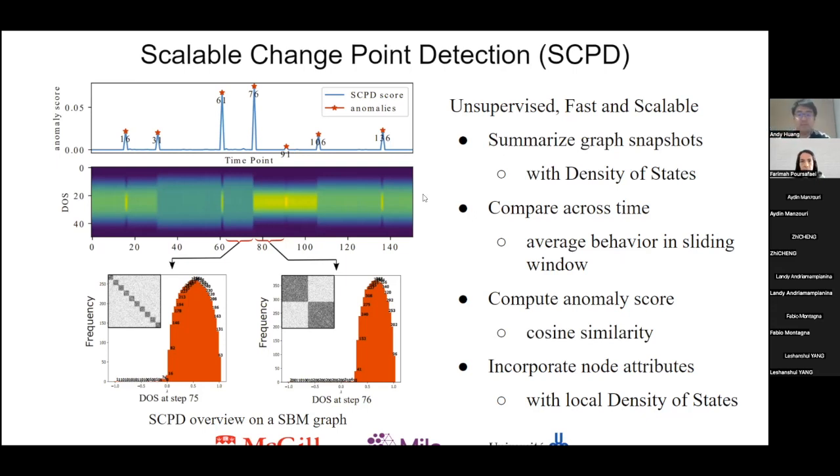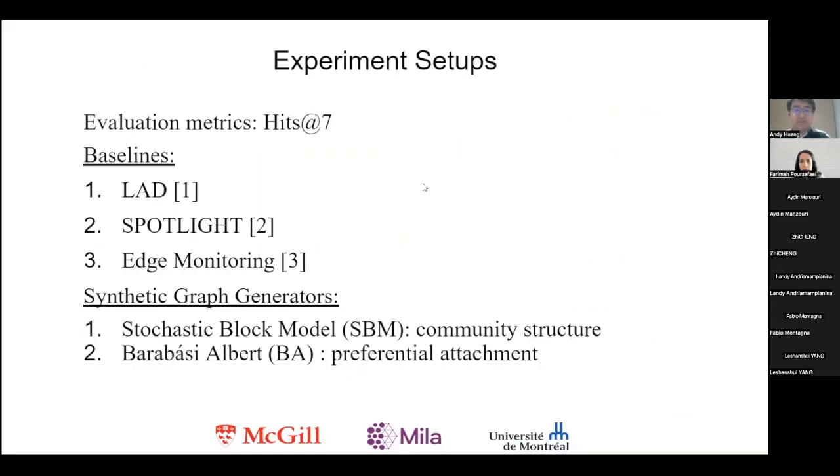So, okay, I will go into the experiments. We compare with a few baselines. Spotlight, which is a different subgraph anomaly detection method, and then we have edge monitoring, which is a very scalable method, but it usually has poor performance. And then in terms of the graph generators, we are running the SBM model, as I mentioned, as well as the BA model, which is the preferential attachment model.